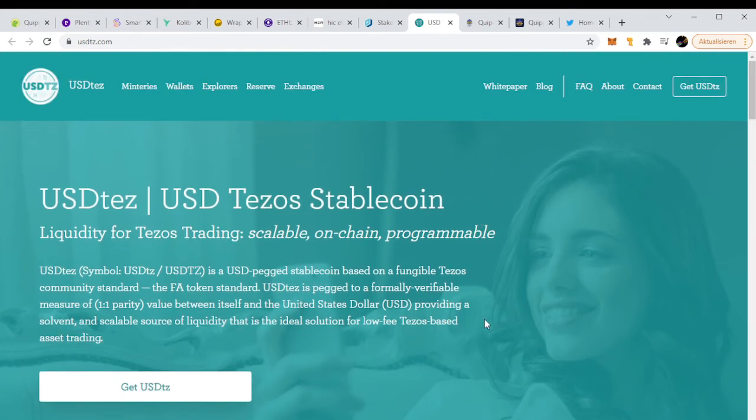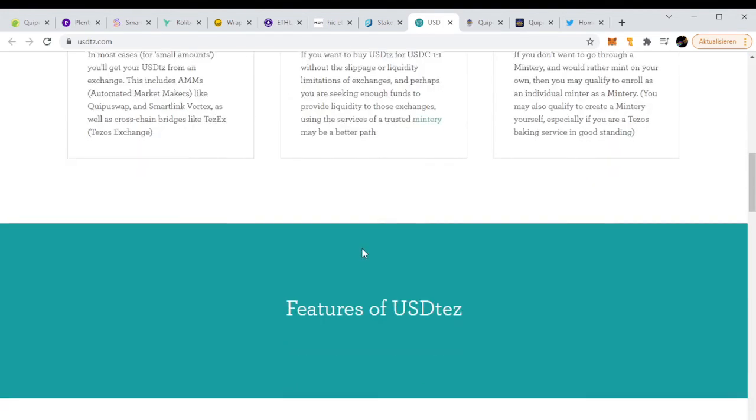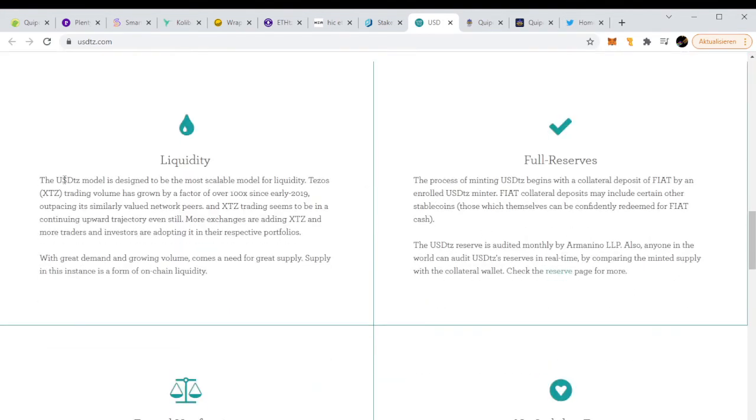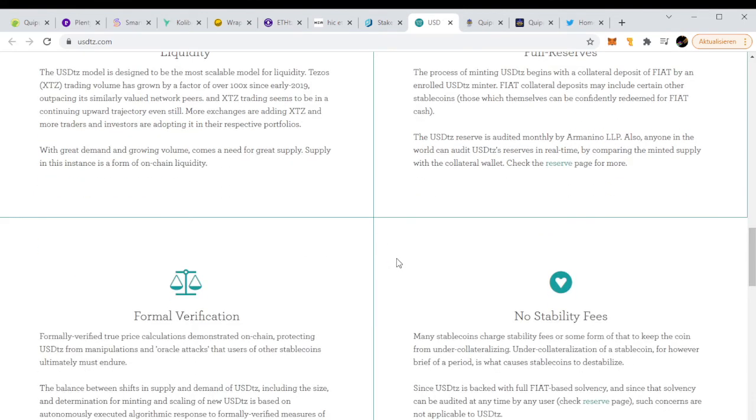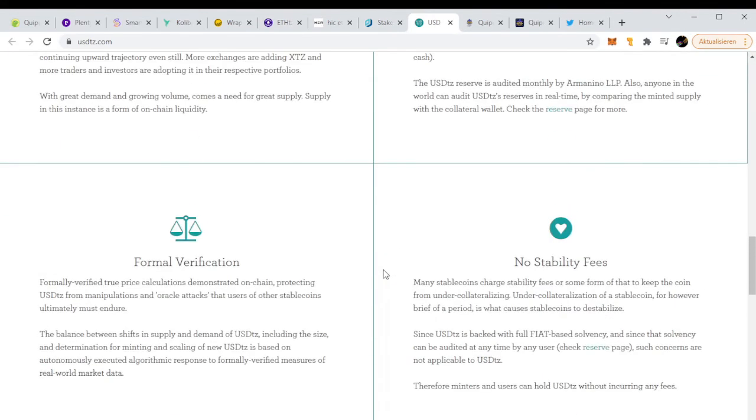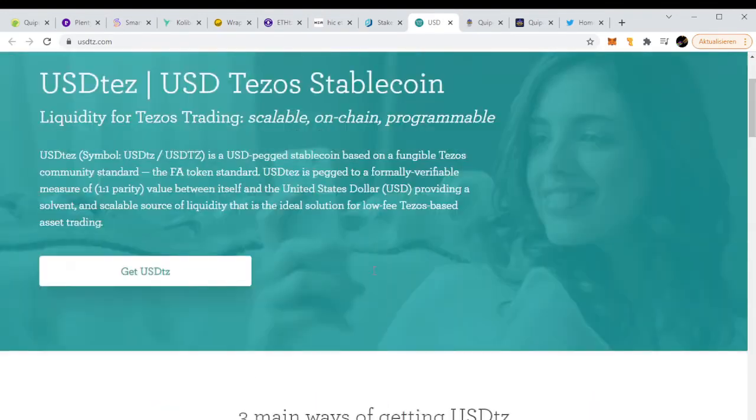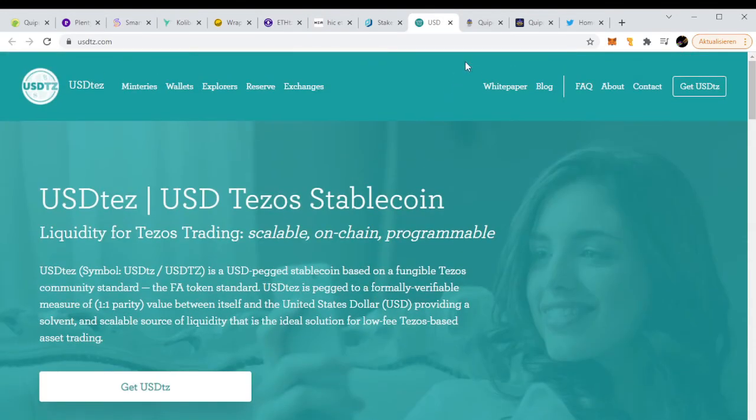But yeah, not too difficult to understand. I think it's pegged 1-to-1 to the dollar. No, I think this one doesn't even have any complicated algorithms or whatever to peg it. It's just straight up pegged 1-to-1 to the dollar. It's fiat pegged, nothing too difficult, nothing too complicated to understand. Just a very standard stable coin.